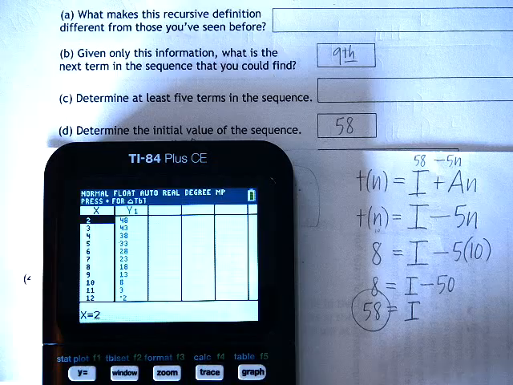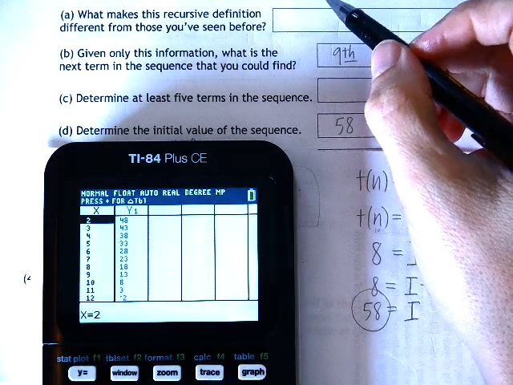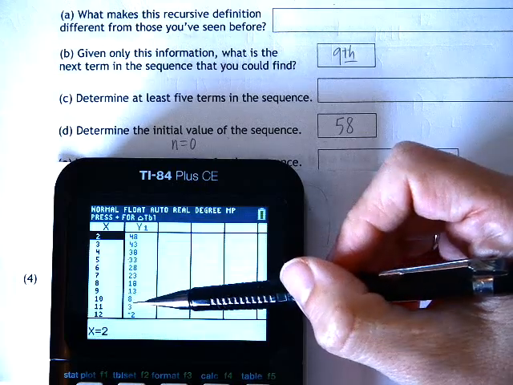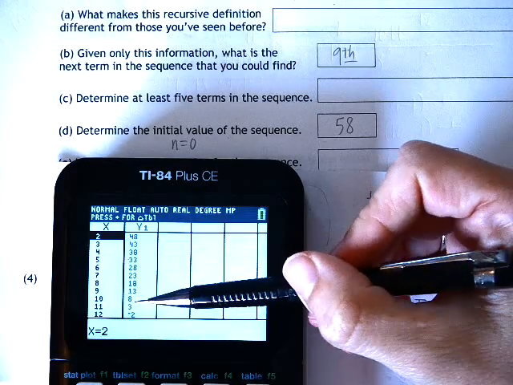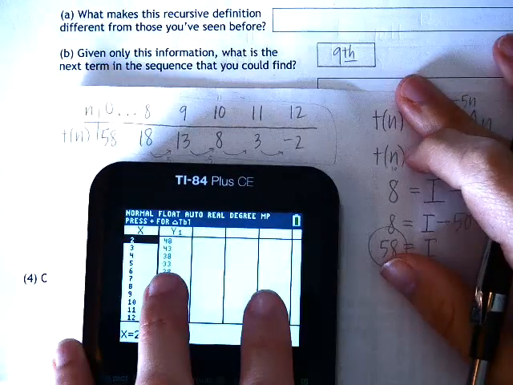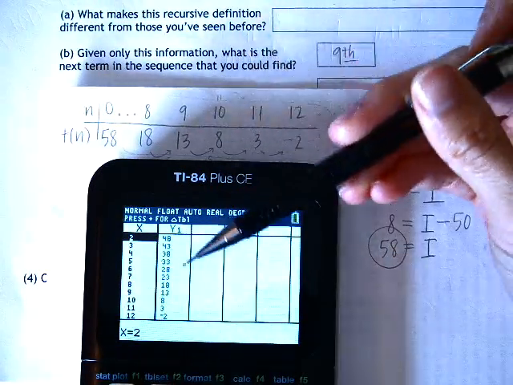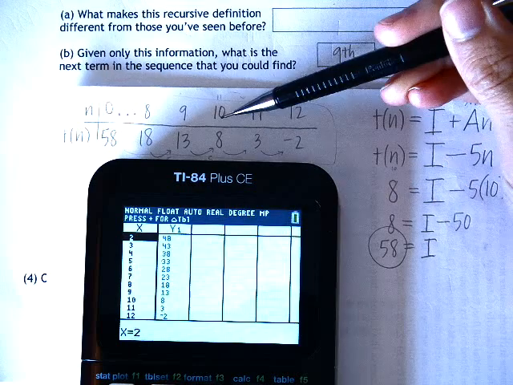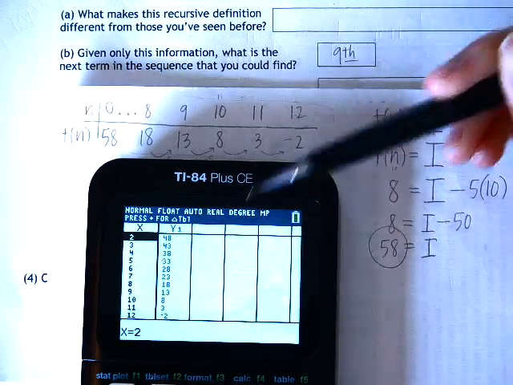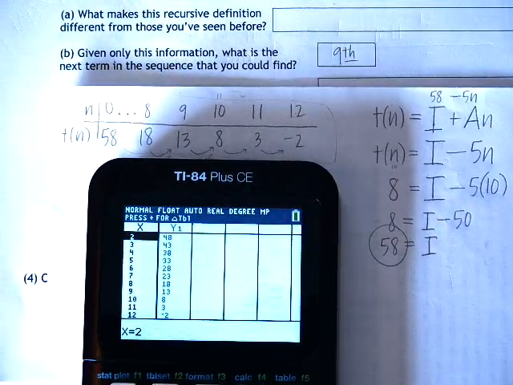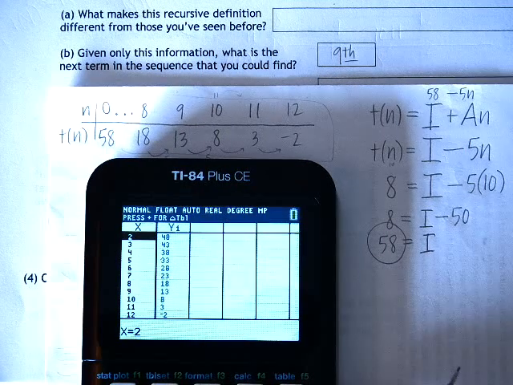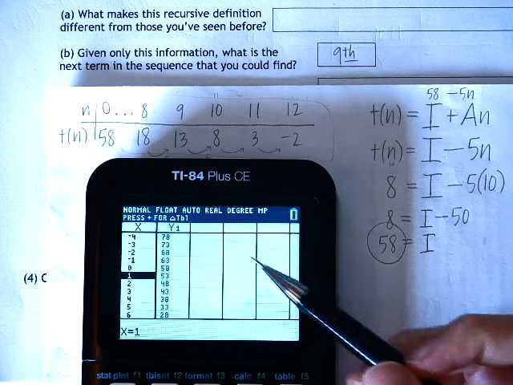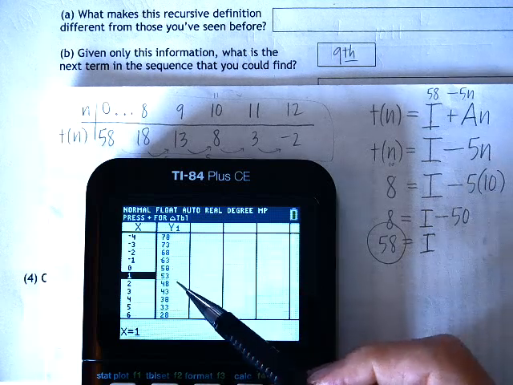Now notice something. Remember how they said that the 10th term of this sequence needed to be 8? Well, the 10th term in this table is 8. We did our scratch work and said that the 9th term needed to be 13. There it is. The 8th term needed to be 18. There it is. The 11th term was 3. The 12th term was -2. There they all are. So the beauty of a table is that you could actually generate all the terms really quickly. Sure enough, there's my initial value of 58.